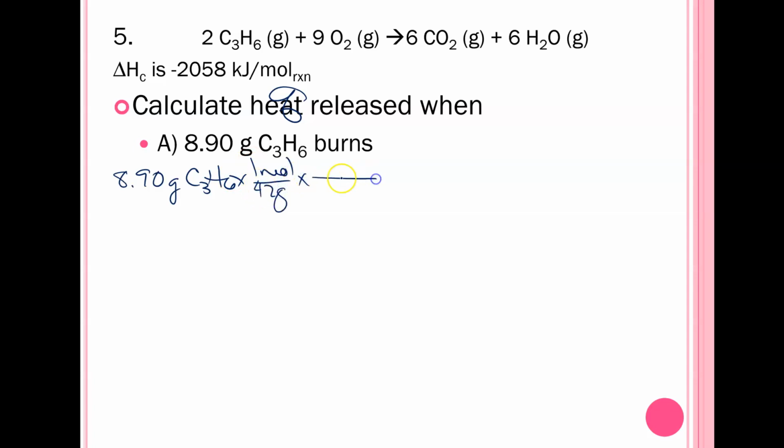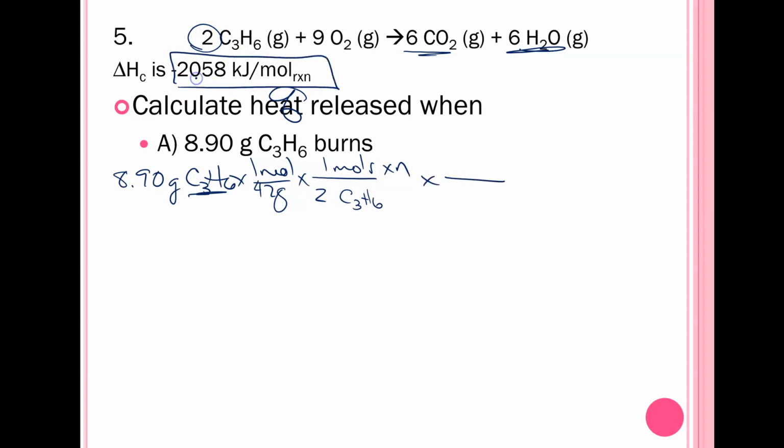And then you look at your balanced equation. This is C3H6 I'm starting with, so it goes on the bottom. And if I was doing normal stoichiometry, I'd turn it into carbon dioxide or water or something. But I'm going to turn it into 1 mole of that reaction. And in that 1 mole of reaction, there are 2 of those guys. And then I'm going to use this number, the delta H, to convert from 1 mole of reaction into kilojoules.